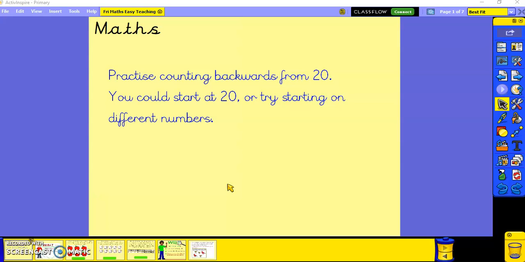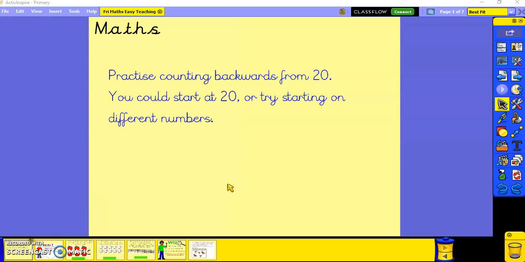Right, now we've practiced counting backwards all the way from 20 to 0. Let's try by starting on a different number. So we'll do one together to begin with, and then I'll give you a chance to do some on your own. So this time we're going to start on the number 13. So starting on 13 and counting backwards.